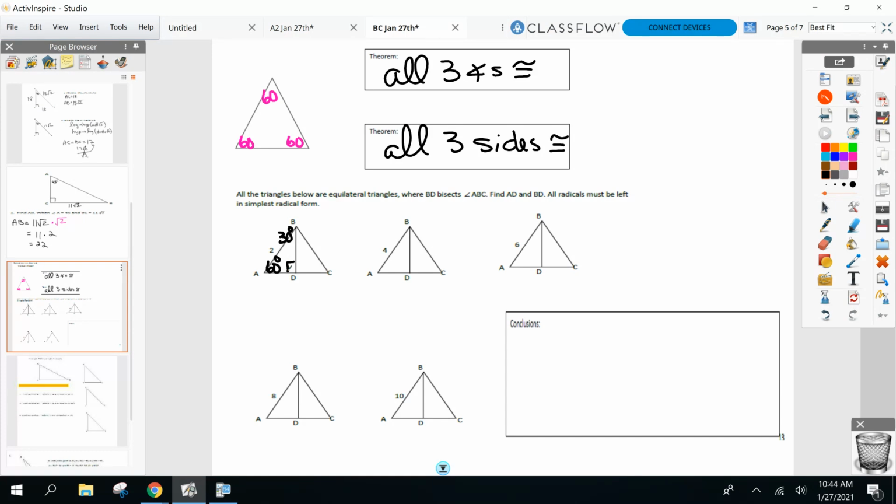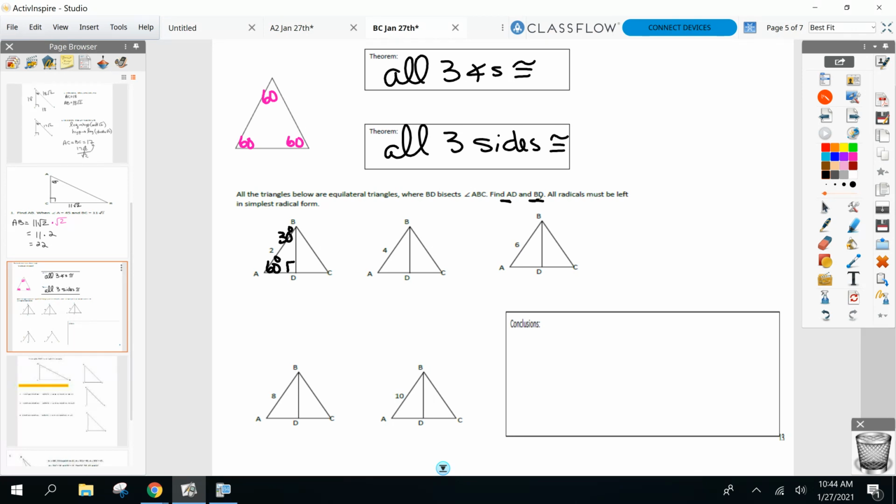All right, I am asking you to find AD and side BD now. I will give you a little help to get started. Do you see the 2 triangles you've created by drawing BD in? Do you see the one on the left and the one on the right on your paper? Triangle ABD and triangle CBD.